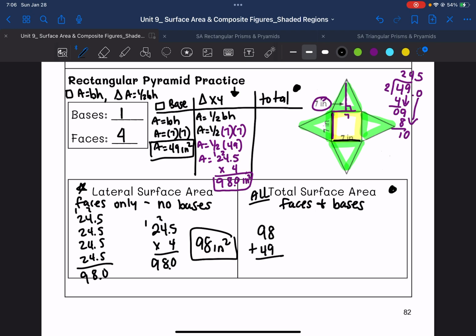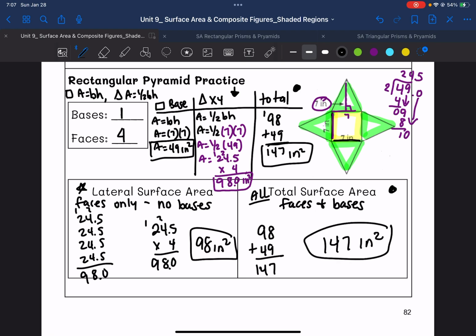When you are finding the total in your T-chart, you're doing the total surface area, okay? So that is going to be 98 plus 49. And it's going to be 147 inches squared. Okay, same thing here. 147 inches squared. Okay, all right.